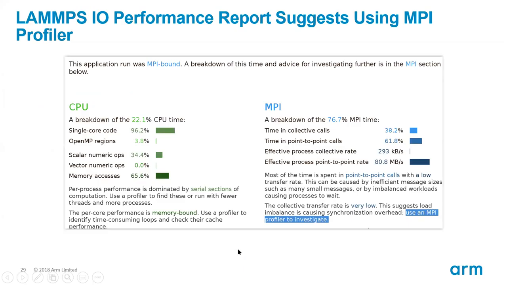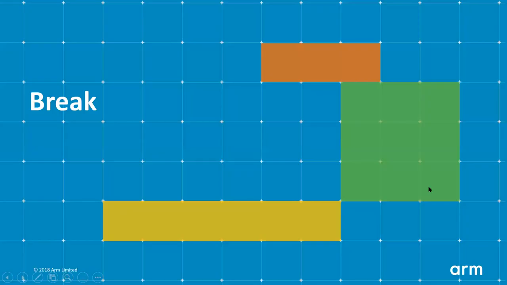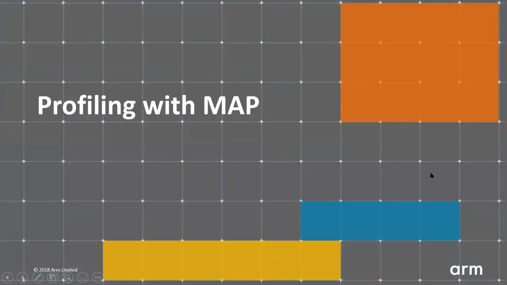And into map. Like I said, if you didn't have this information and you wanted to get more information about where the time is being spent, you would have to resort to a profiler or get it yourself by putting in your own timers. We already had a break. Yeah. Profiling with map.